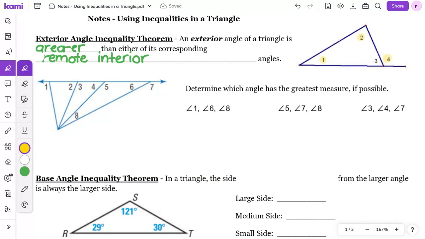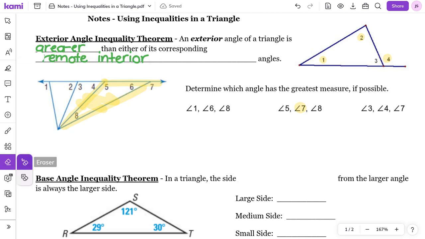So let's start with the middle one, angle 5, angle 7, and angle 8. If we build the picture here, angle 7 is our exterior angle. Angle 5 and 8 are the remote interior angles. So angle 7 must be the greatest one.